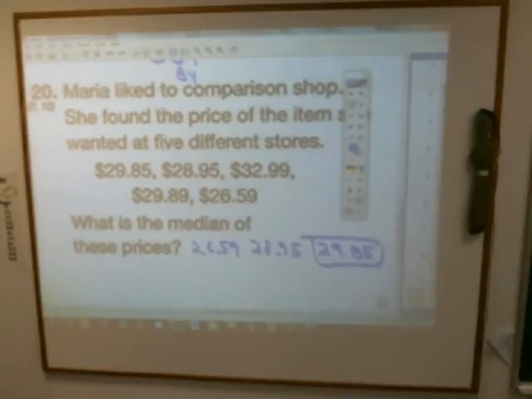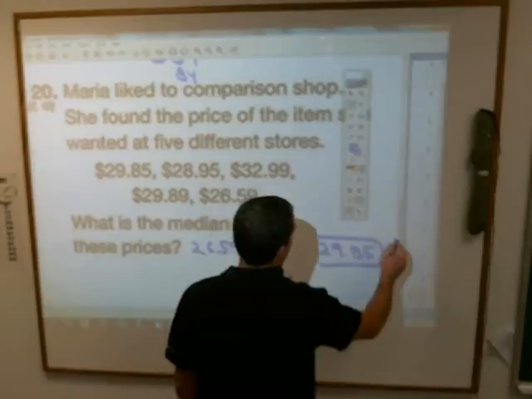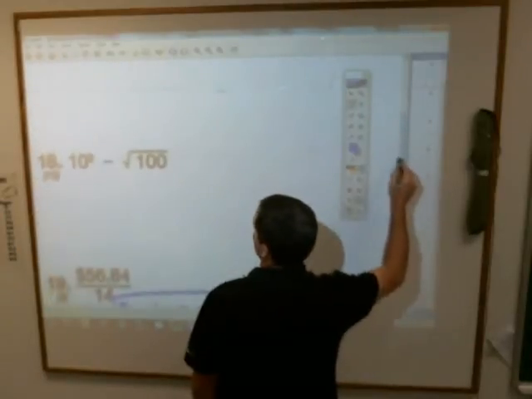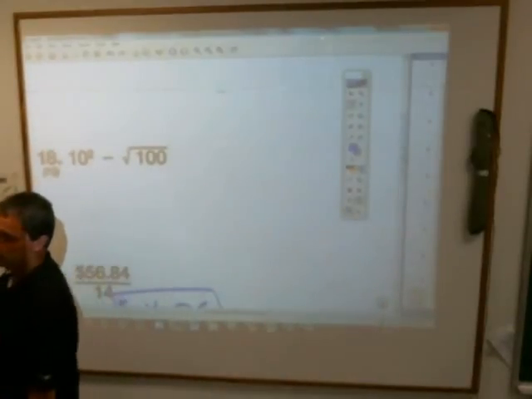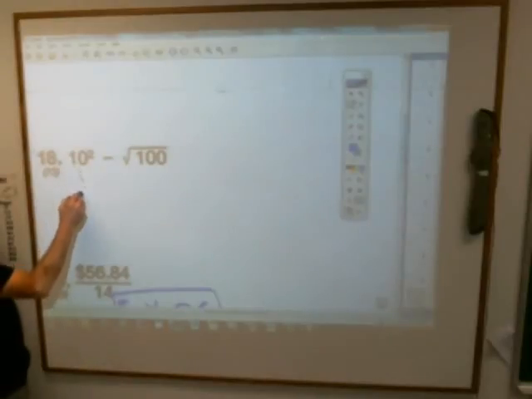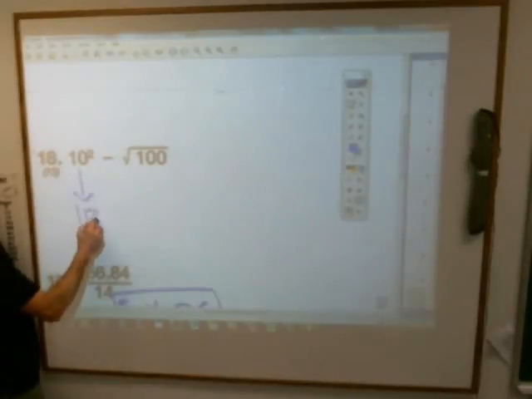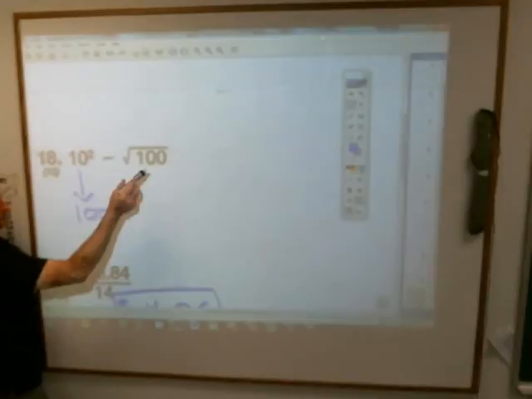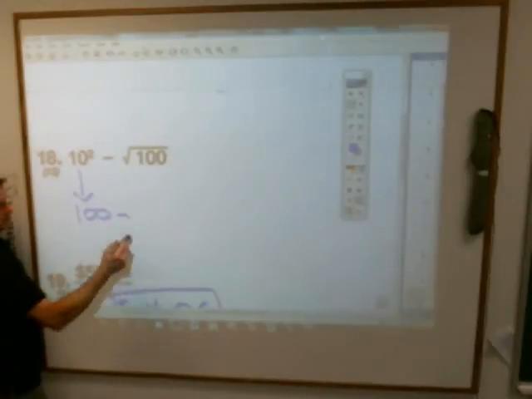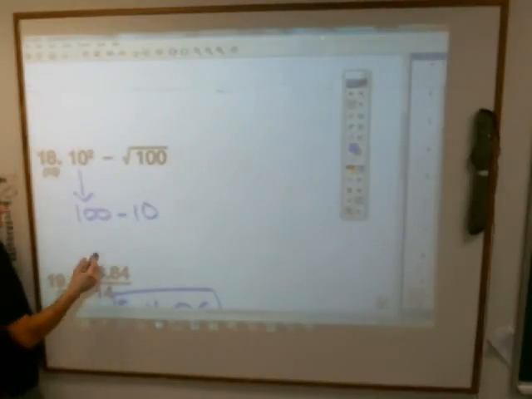Cameron? Number 18. Sure. Cameron, what's 10 squared? What's the square root of 100? 10. So I'm guessing 100 minus 10 is 90.